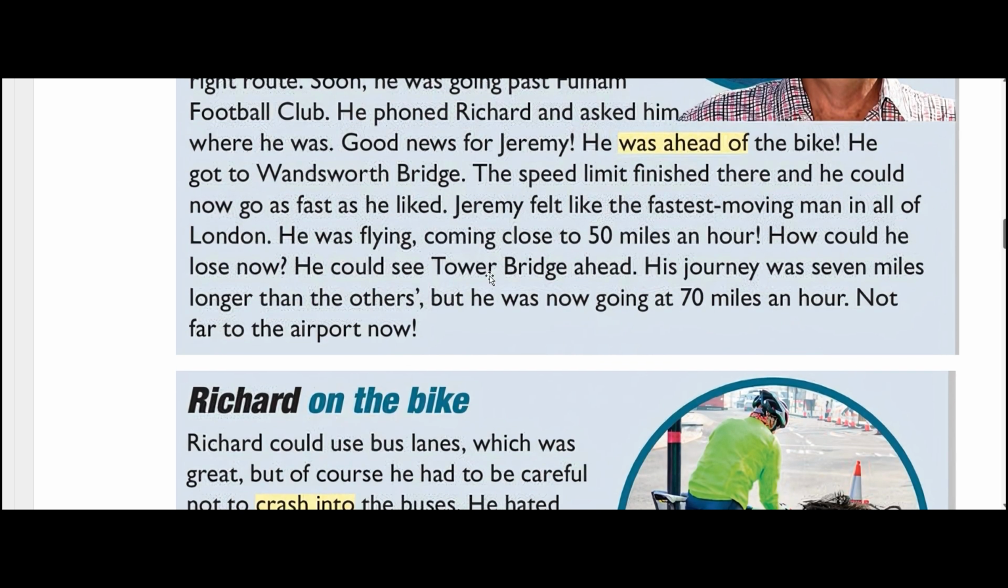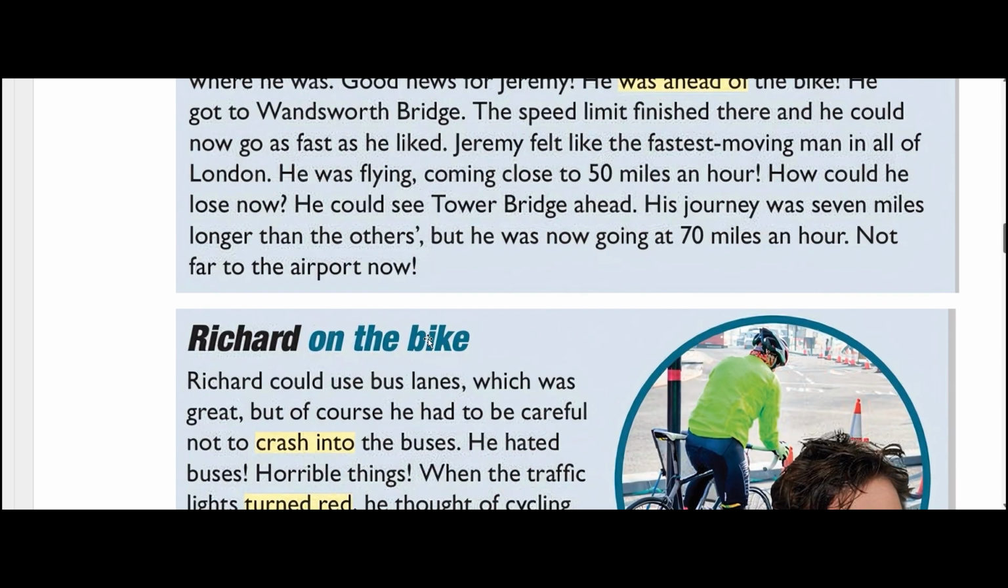Он увидел Tower Bridge ahead, то есть это еще один мост. Его дорога была на 7 миль длиннее, чем у остальных. Но теперь он ехал в 70 миль в час, недалеко от аэропорта теперь.